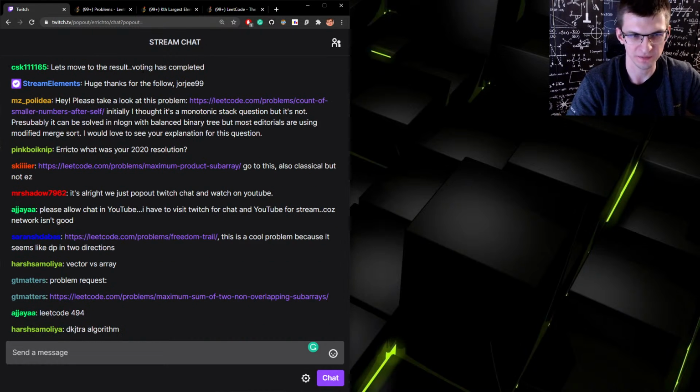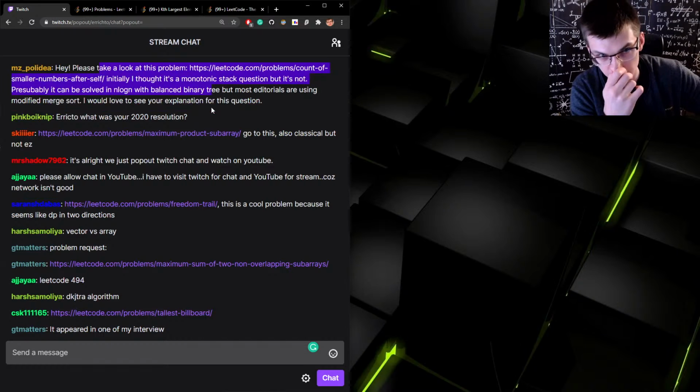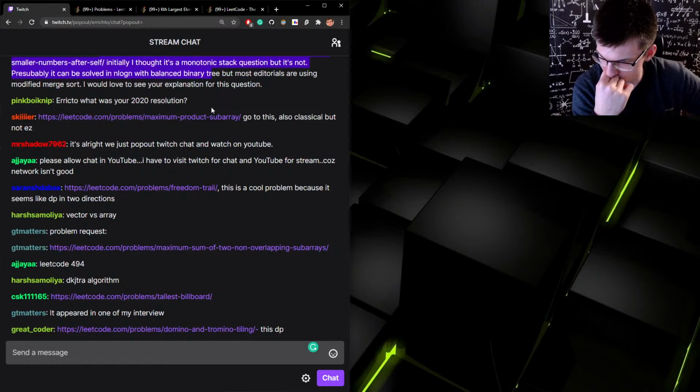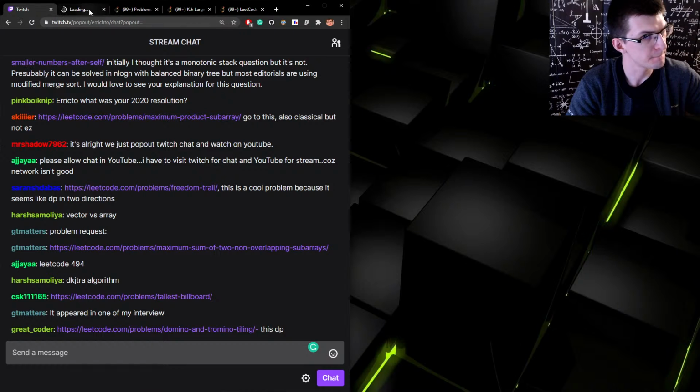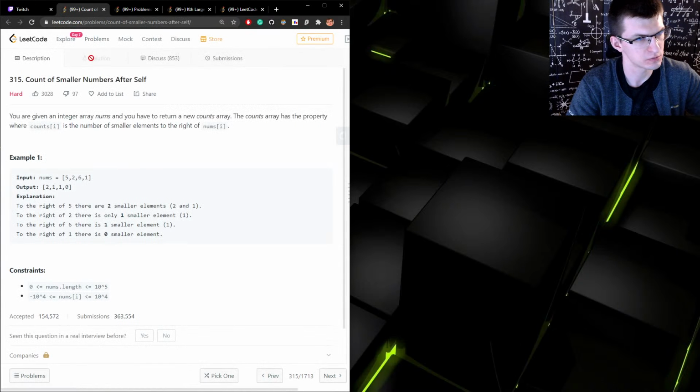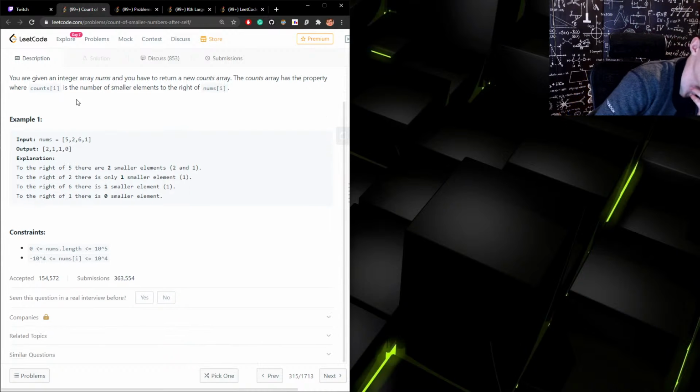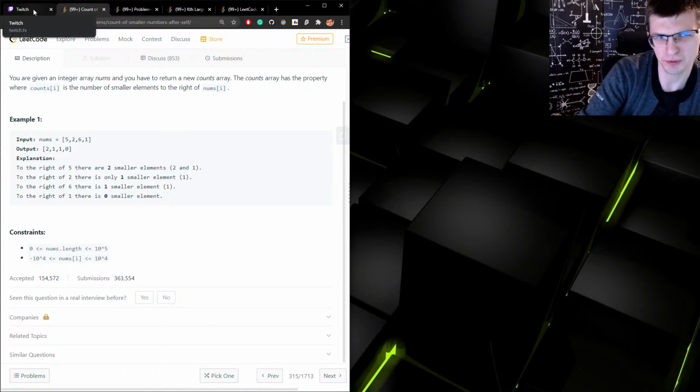All science is nice. Count of smaller numbers after self. I know how to do it with a segment tree. How to do it without it? Can this problem be solved without a segment tree?